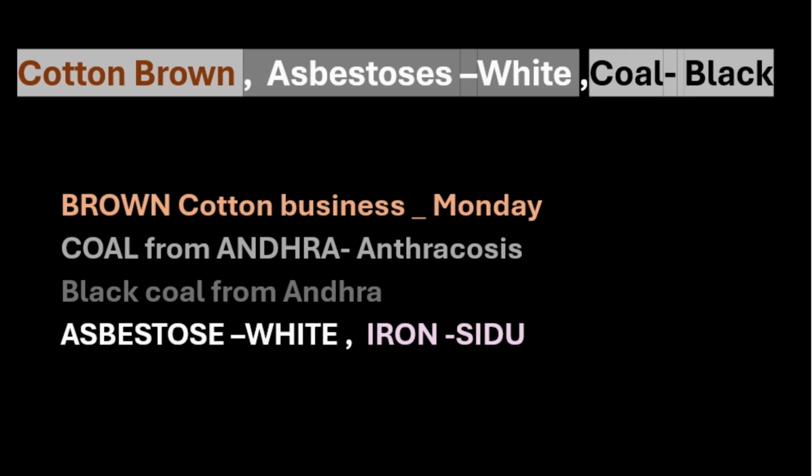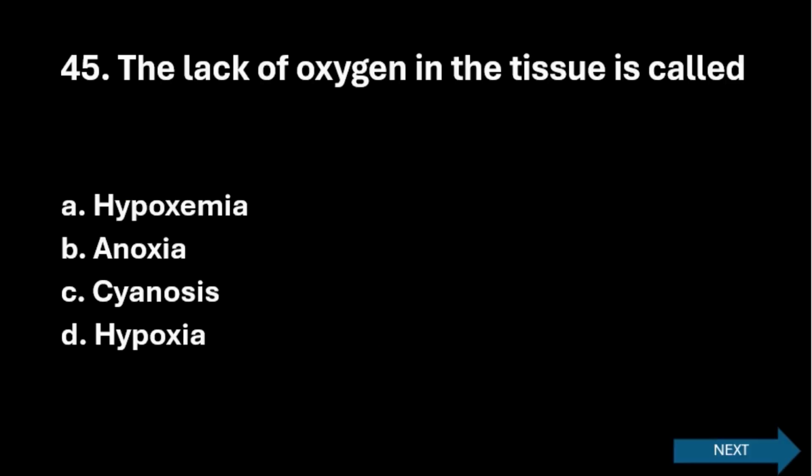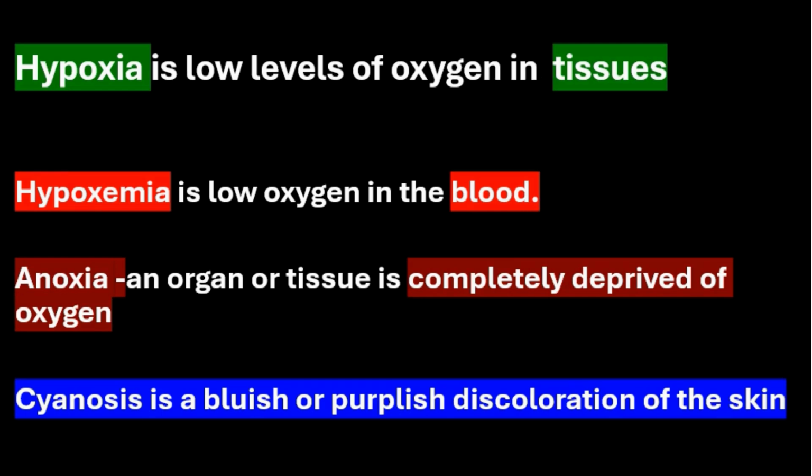Next question. The lack of oxygen in the tissue is called option A, hypoxemia, option B, anoxia, option C, cyanosis, option D, hypoxia. Here the right answer is option D, hypoxia. You can see the explanation. Hypoxia is the low level of oxygen in the tissues. Hypoxia is in the tissues whereas hypoxemia is in the blood. It is the low oxygen in the blood.